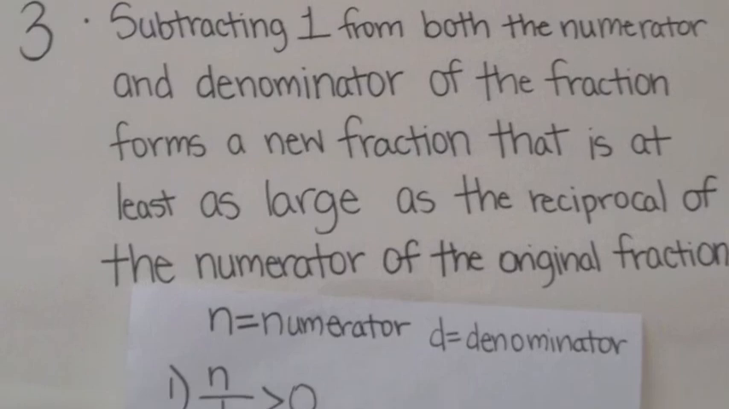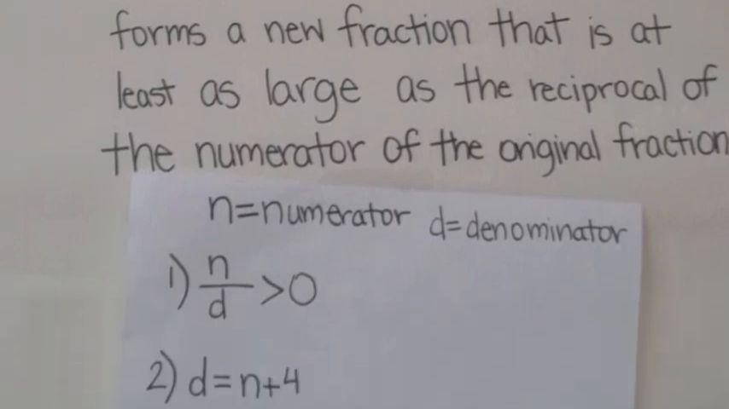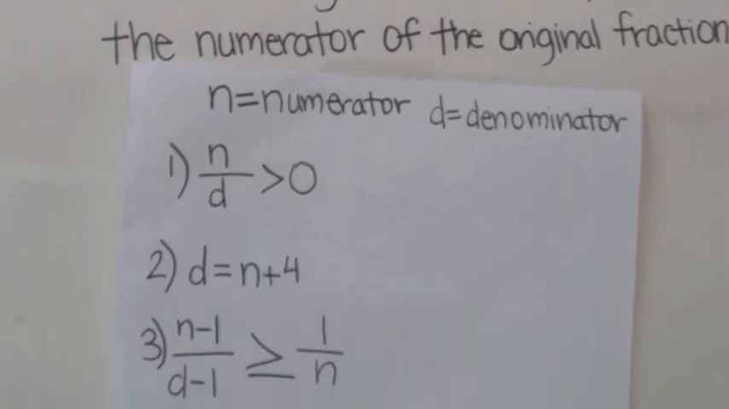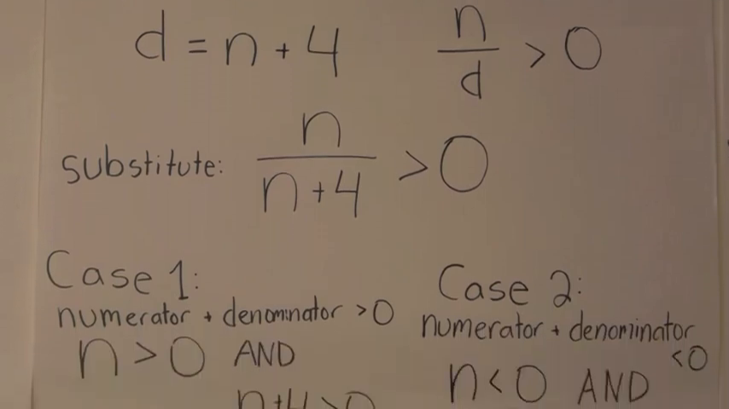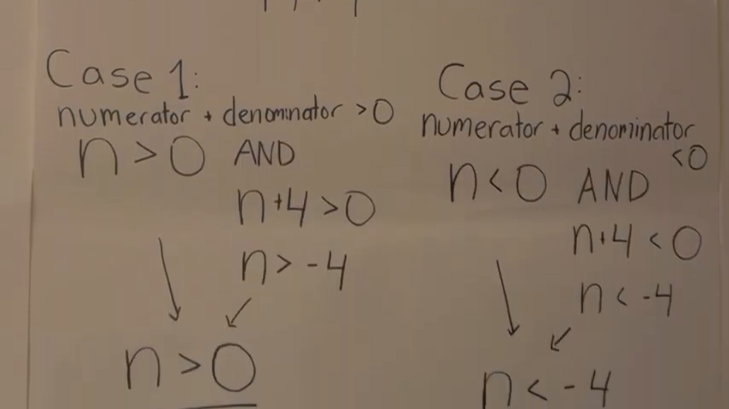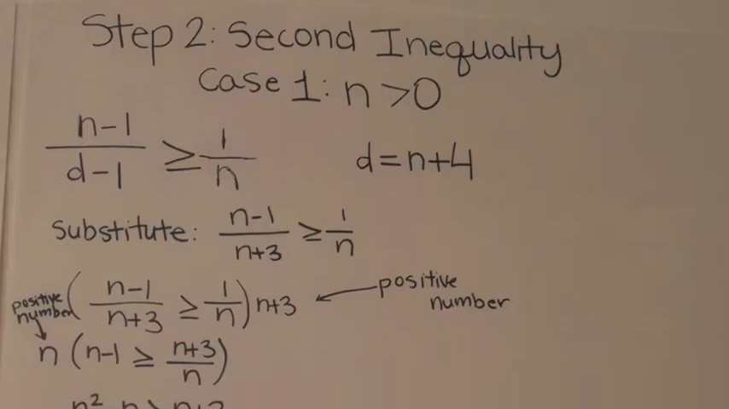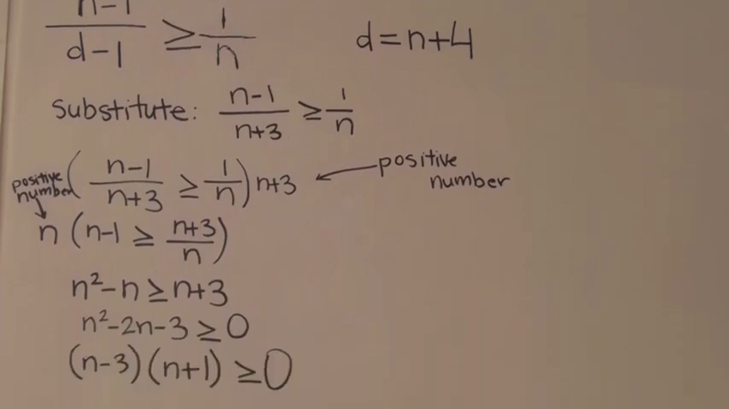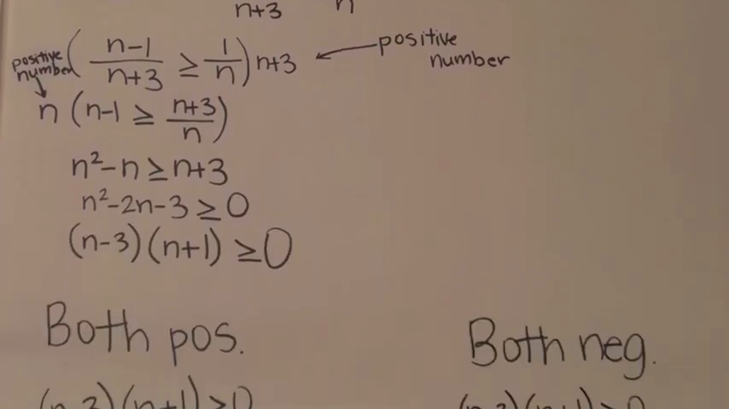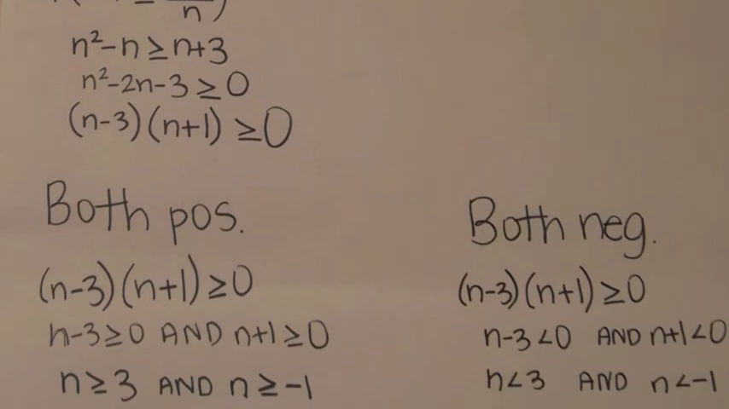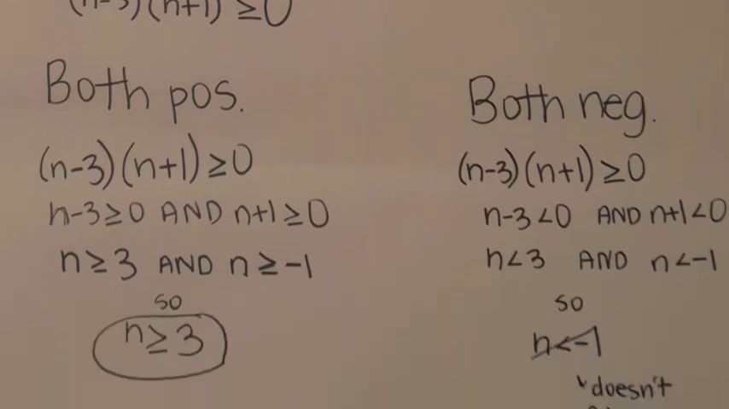As a quick review, we first came up with the equations and the inequalities that represent the restrictions of pleasant fractions. Next, we solved the first inequality, n over d is greater than 0, by substitution and cases. Next, we used the solution for the first inequality as the cases for the second inequality, n minus 1 over d minus 1 is greater than or equal to 1 over n, so we can find the combined solution.